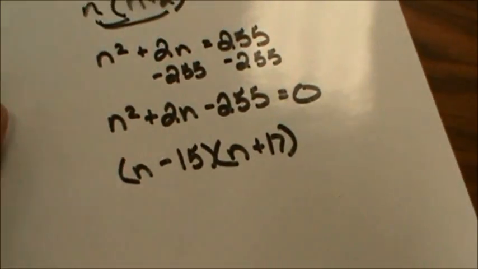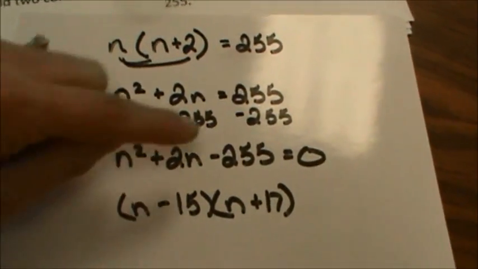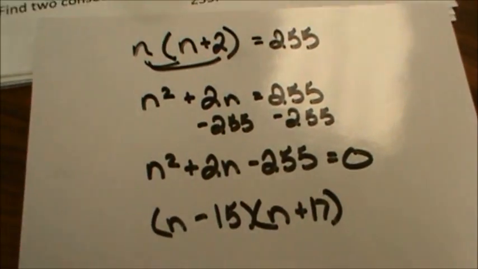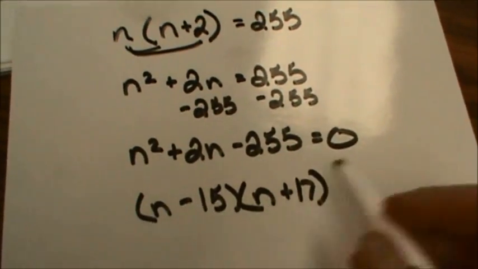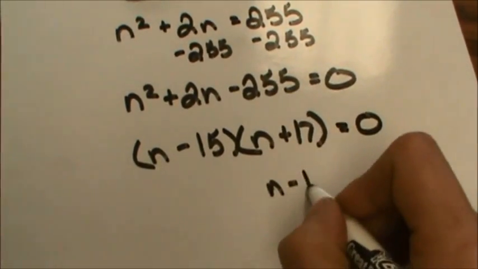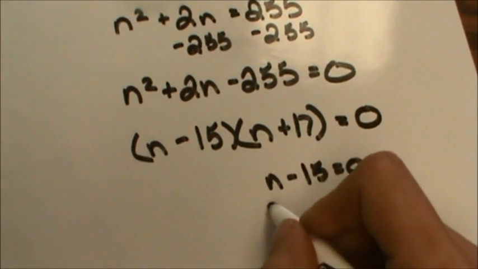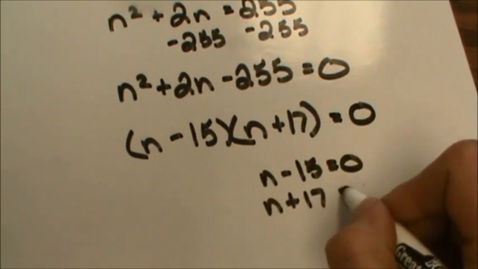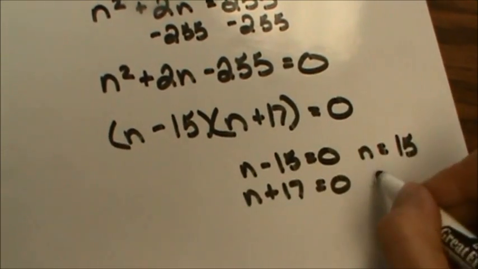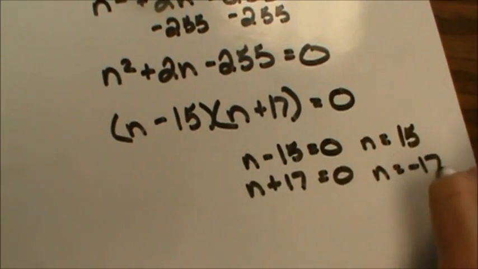If you didn't know that right away, you're going to have to sit and try to list the pairs of factors of negative 255. I did that ahead of time, so I knew that these two were going to be my result. Zero product property says both of these could be equal to 0. That means n could be 15 or n could be negative 17.